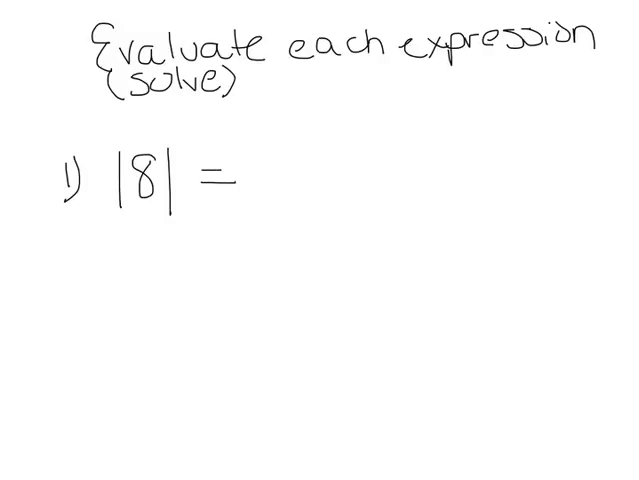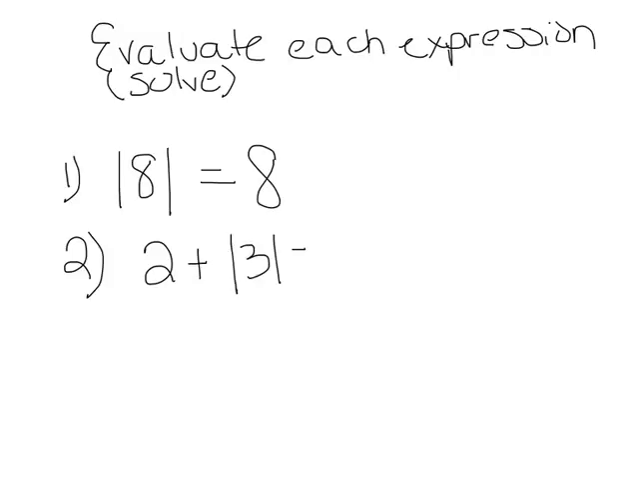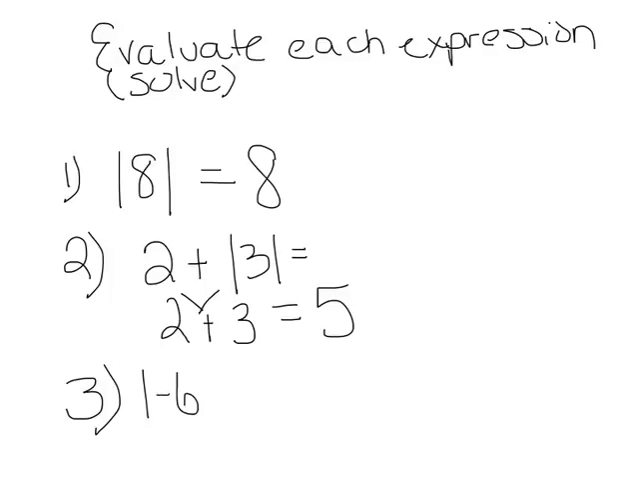That equals 8. The next one I want to do is 2 plus the absolute value of 3. First thing you should do is kind of like order of operations. You would treat these absolute value bars as something you would deal with first. 2 plus the absolute value of 3 is the same thing as just saying 2 plus 3. It equals 5.